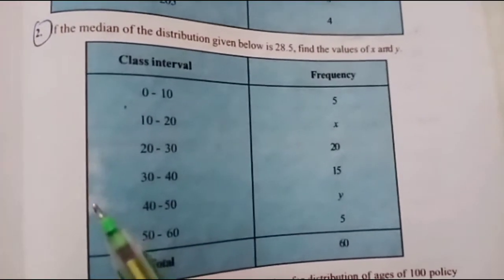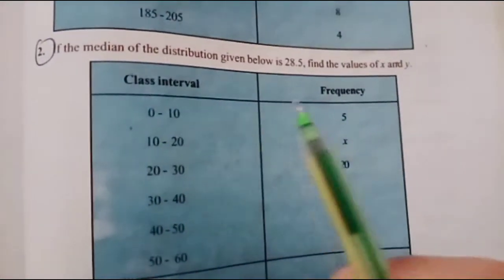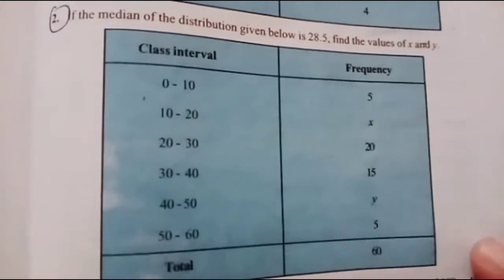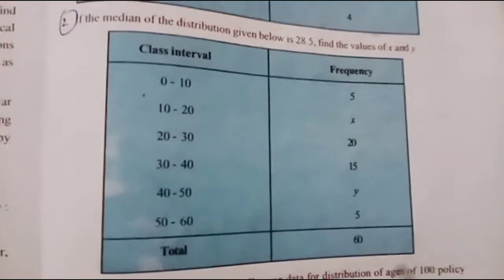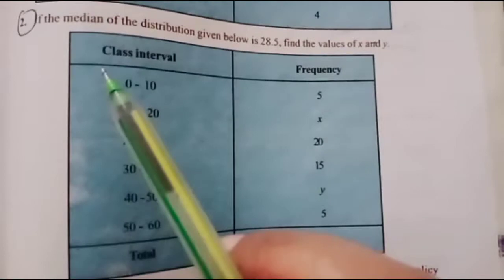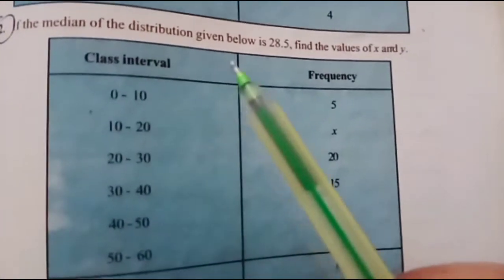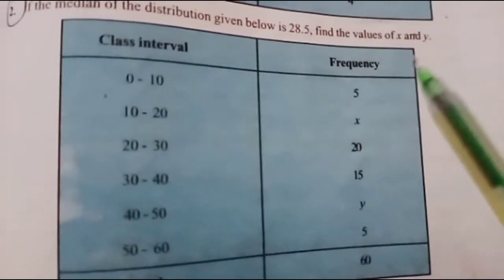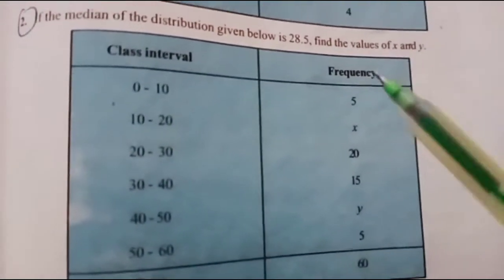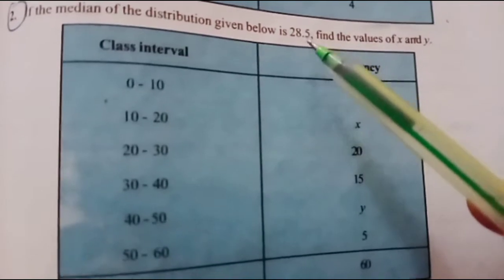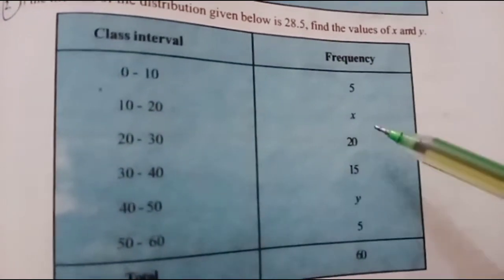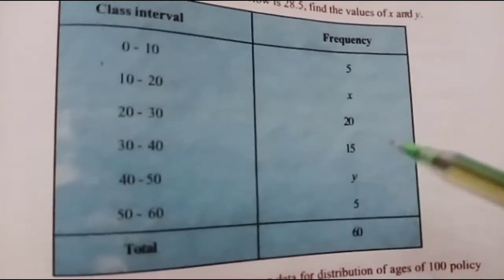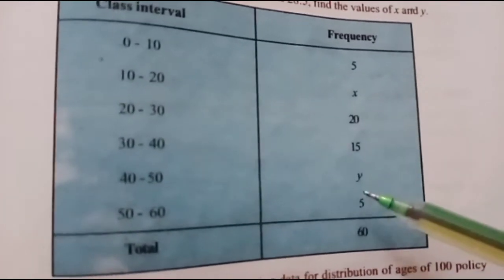Very important question number 2. So note, children, this is very important for 4 marks. You compulsorily get this type of concept question in the exam. Given that the median of the distribution given below is 28.5, find the values of x and y. So you already know the median value, but here there are 2 missing frequencies, x and y. So we need to find the values of x and y.